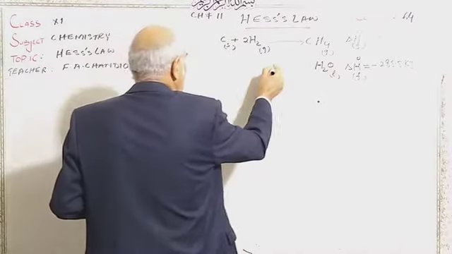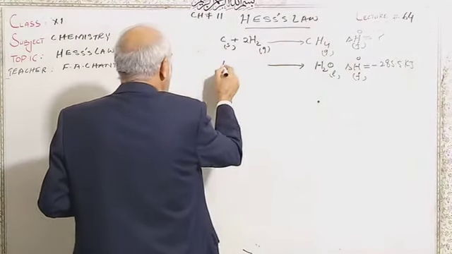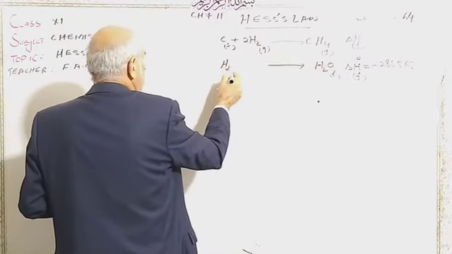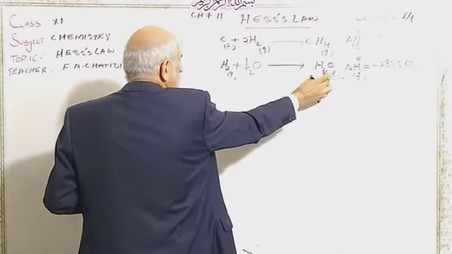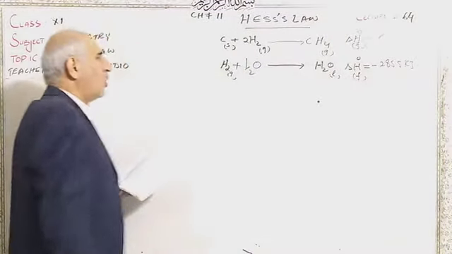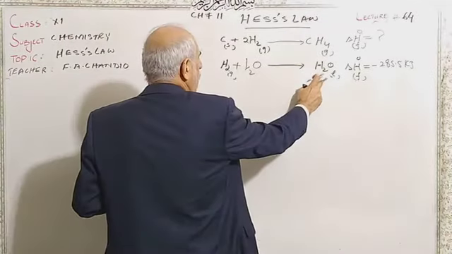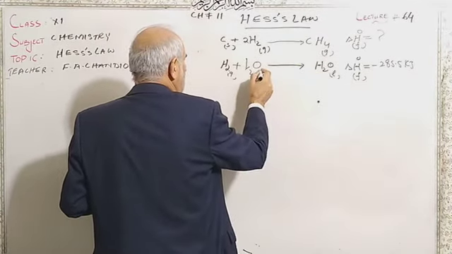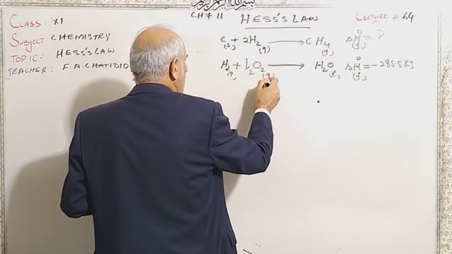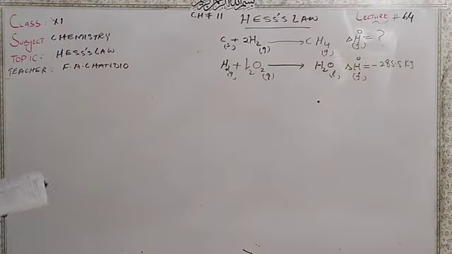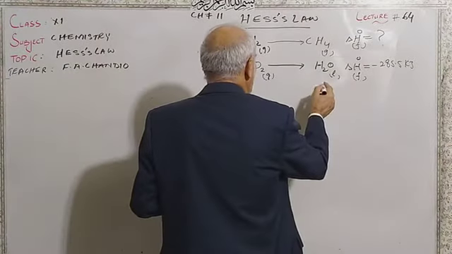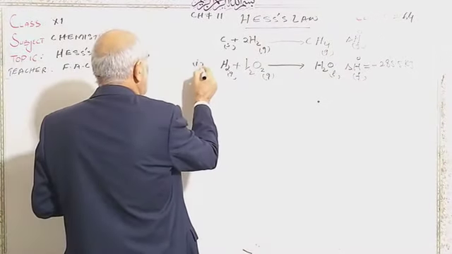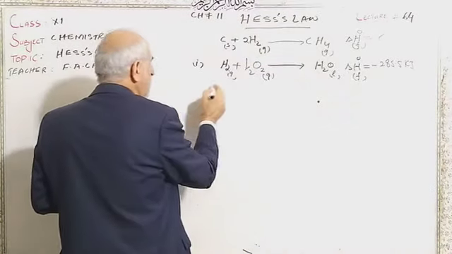And how do you balance it? Hydrogen gas plus 1 oxygen. Don't multiply by 2 because this value is only for 1 mole of water. That's why I don't multiply this. Without multiplication, multiply oxygen by half to balance it. So this is the formation of 1 mole of water, or the combustion of hydrogen. This is equation number 1.